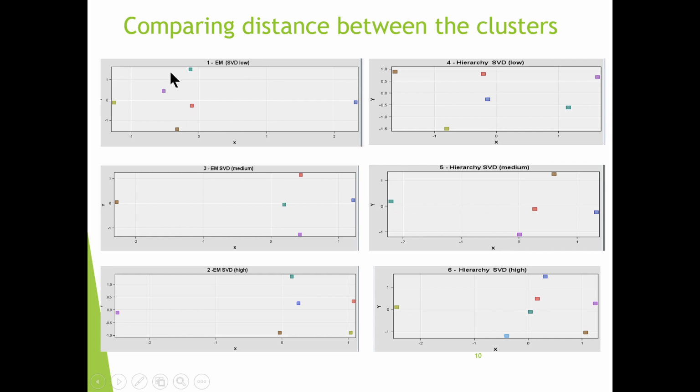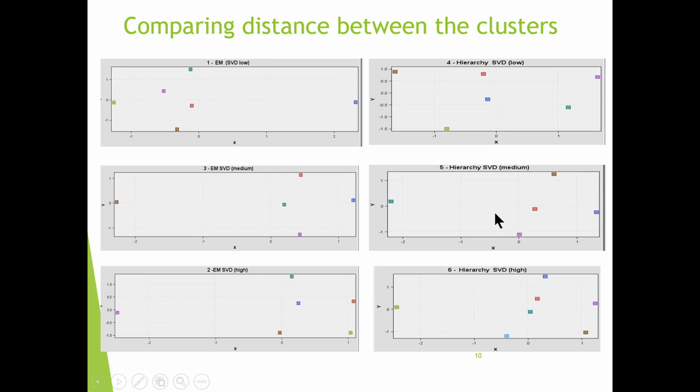terms of their distance. So you can see, for example, in this first one, using EM with SVD low, you find that the clusters are quite distinct. They are quite far apart. Actually, if you look at all the 6 models, they seem to be quite distinctive. All right, then how do we differentiate them? How do we choose them?